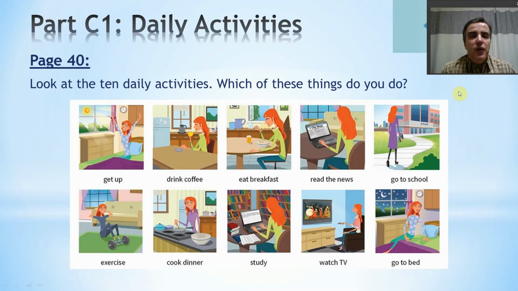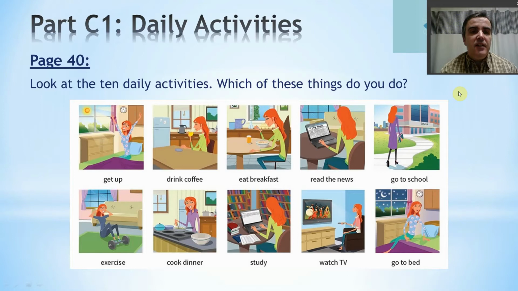Okay, we're going to move on to talk about daily activities. Now, we've already talked about transport, and I think that's a good example of a daily activity, things we do very often. There are lots of other things that we do every day. And if you look in part C1, page 40 of your textbook, we have 10 daily activities. So which of these things do you do?